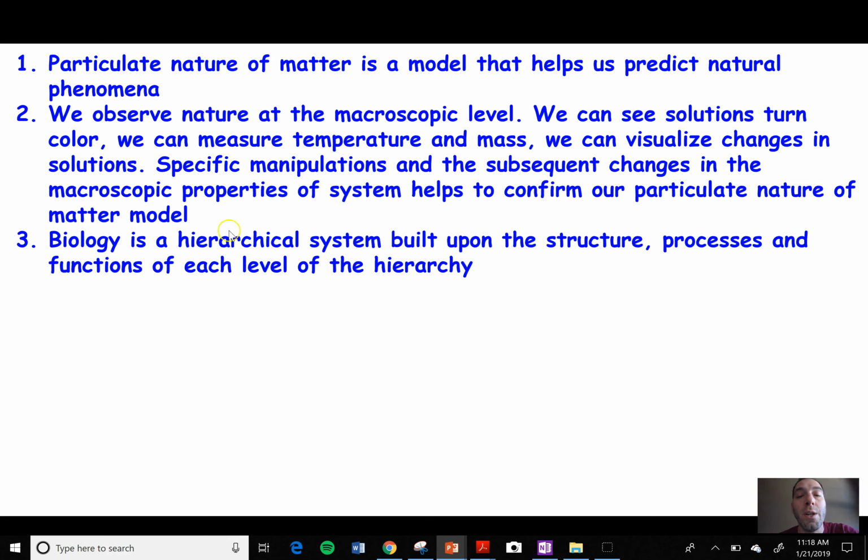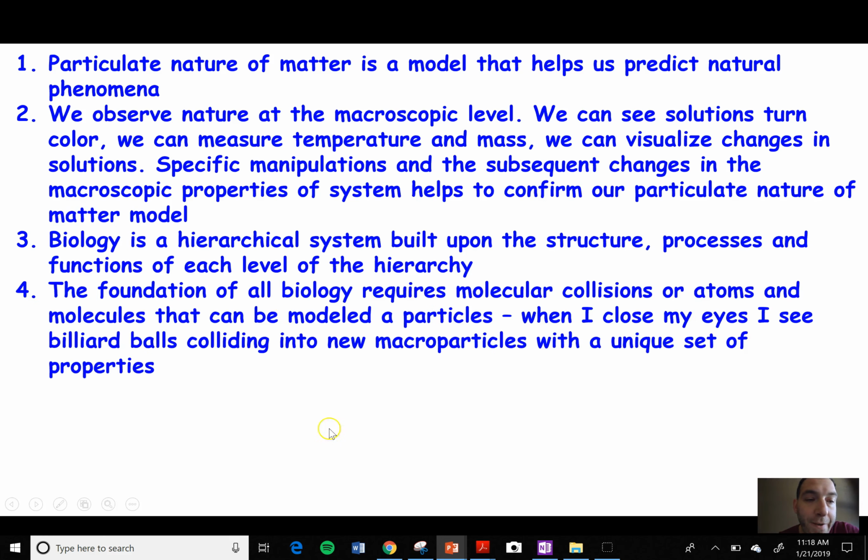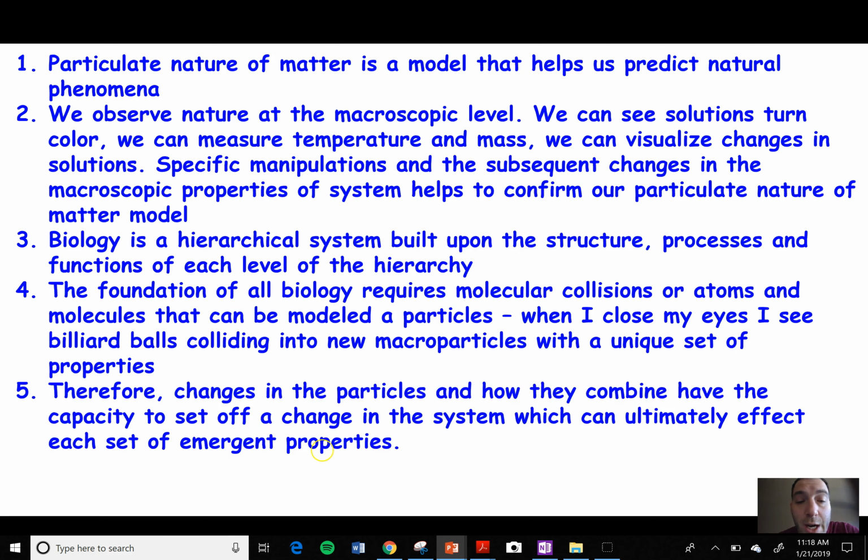Biology is hierarchical, built upon the structure, processes, and functions of each level of that hierarchy. There's molecular structure, cellular structure, physical structure of my arm. And it affects changes in those structures and processes affects each level of the hierarchy. The foundation of biology requires molecular collisions, or atoms and molecules that can be modeled as particles. When I close my eyes, I see billiard balls colliding into new macroparticles with a new, unique set of properties. Therefore, changes in the particles and how they combine have the capacity to set off a change in the system, which can ultimately affect each set of emergent properties.